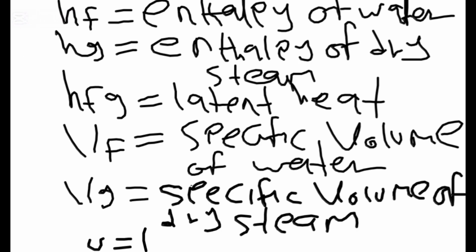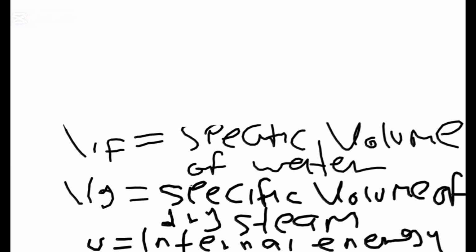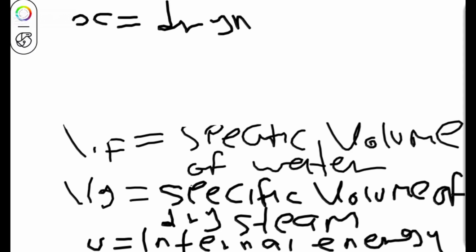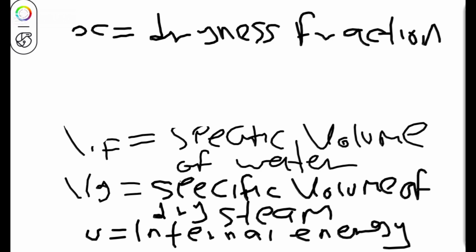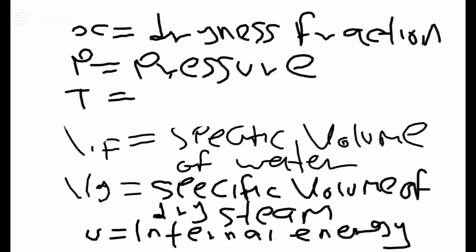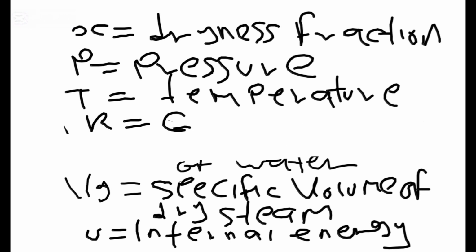And we have u, which is the internal energy, and also we have x, which is the dryness fraction, and also we have p, which is the pressure, and we have T, which is the temperature, and also we have the R, which is the gas constant.